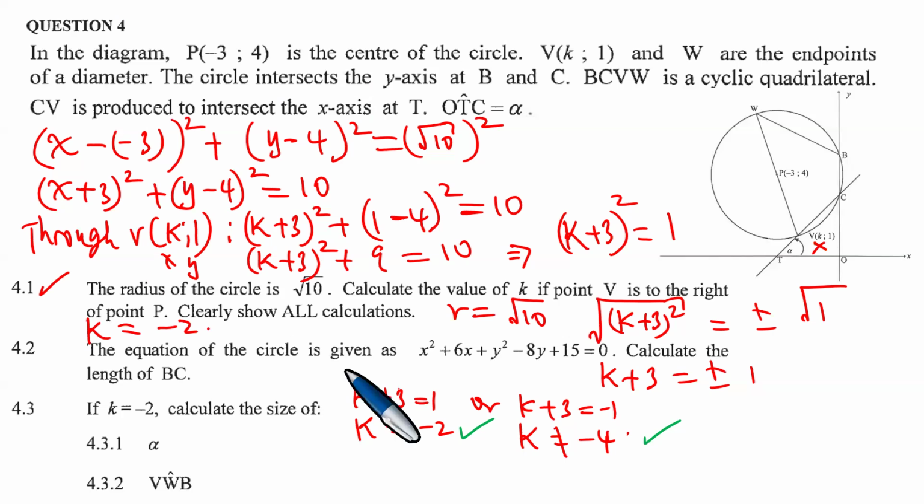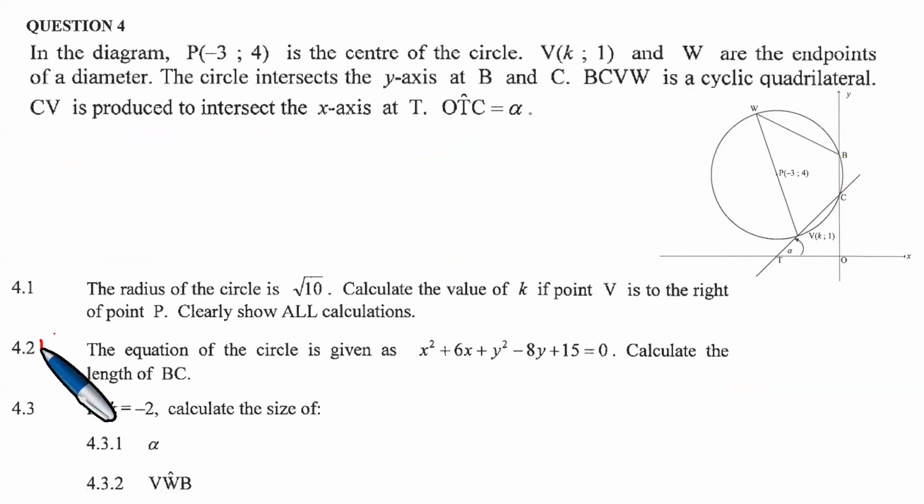Right, so to calculate the length of BC, what is BC? BC is this one here. So let us do 4.2. In 4.2, we want to calculate the length of BC. B is this and C is that. What is the length here? To find the length of BC, we proceed as follows.